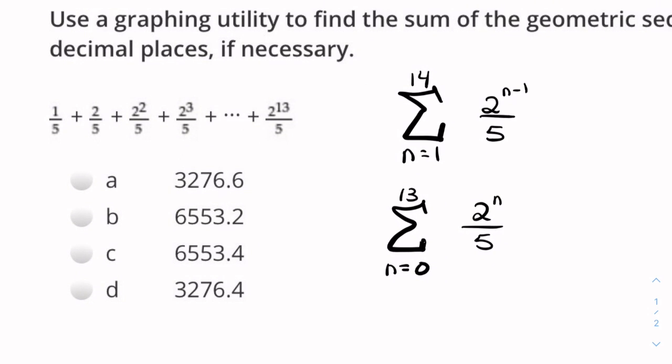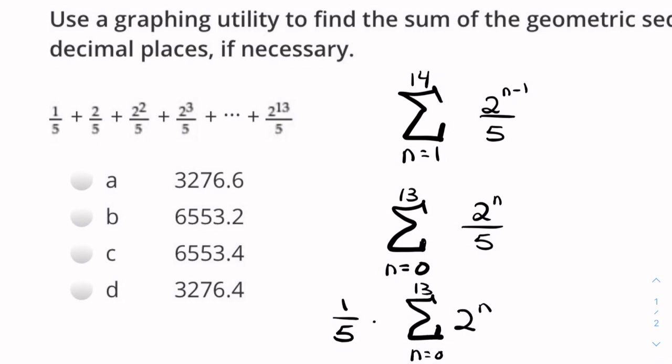The third way you could do this is if you don't like having a 1/5 over each term, you could also put the 1/5 in front because it's a constant, and we could say, let's just use the previous one, n equals 0 to 13 of 2 to the nth power. So these are three ways you can write it.